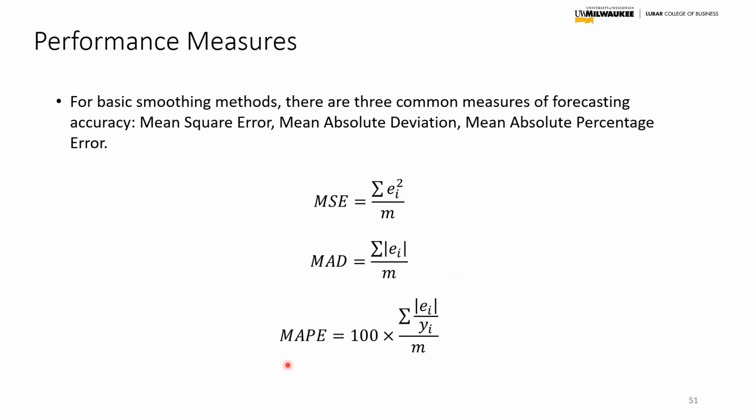Mean absolute percentage error would be taking each prediction error in absolute value, dividing by the observed value. So this would be giving us basically a percentage of how off it is relative to the baseline of the actual value of the observation. Getting the average of these, multiplying times 100 to turn it into percentages.